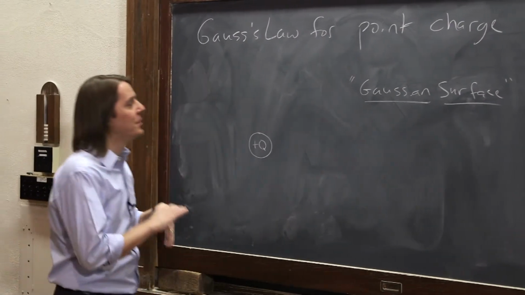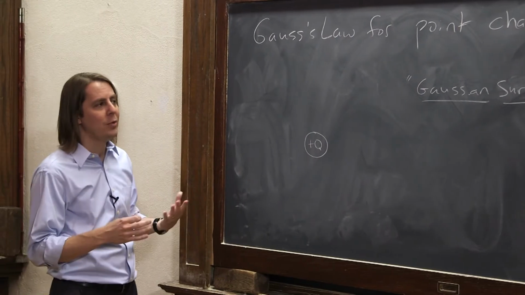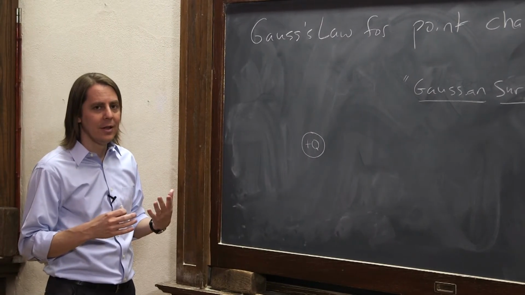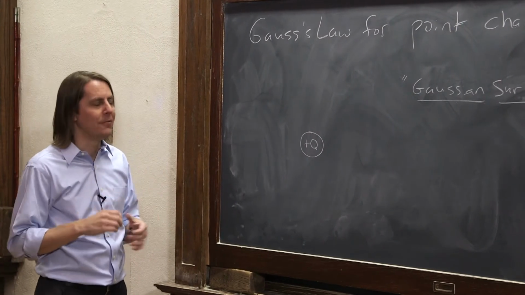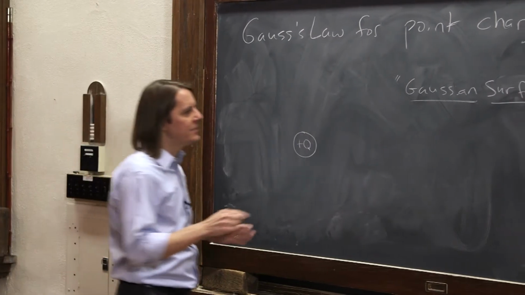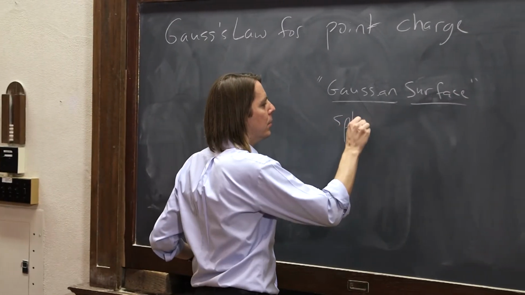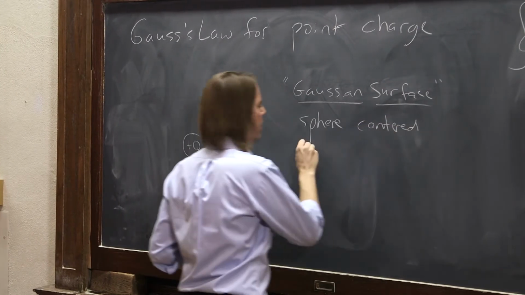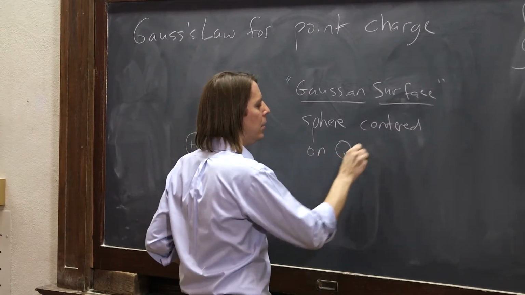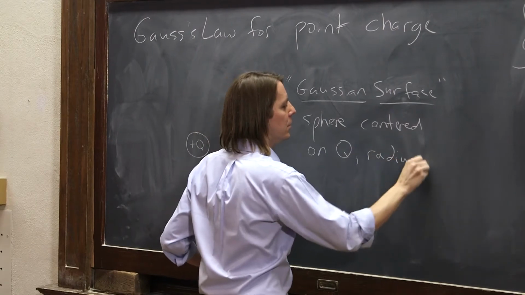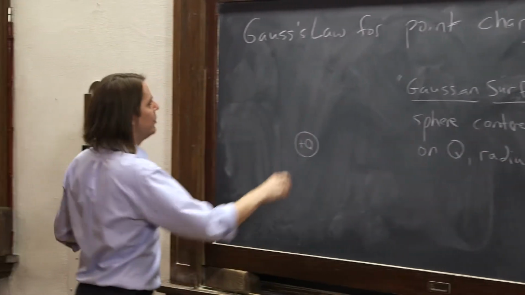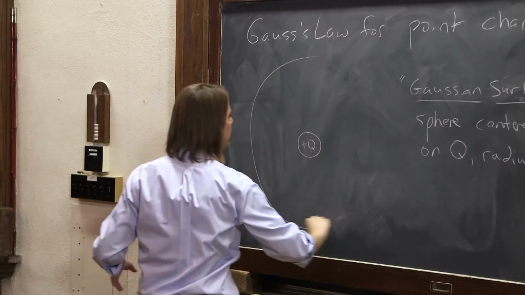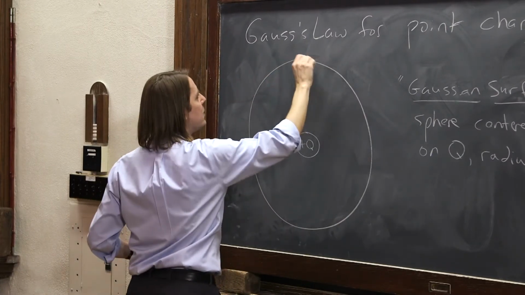First I'm just going to give you the surface. I'm going to talk about why we chose it. And then you'll get some experience and you'll see how to find the right symmetry. In this case, it's a sphere centered on Q with radius R. Let me draw such a sphere around Q like this.